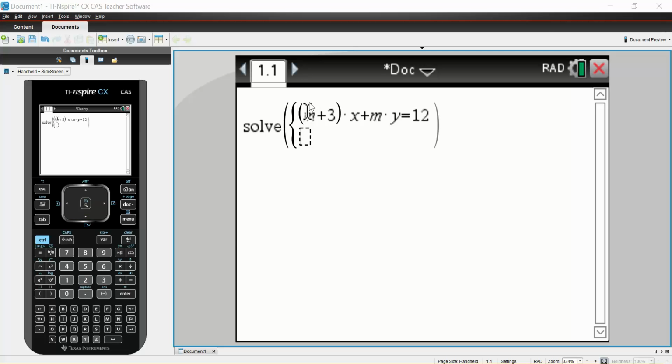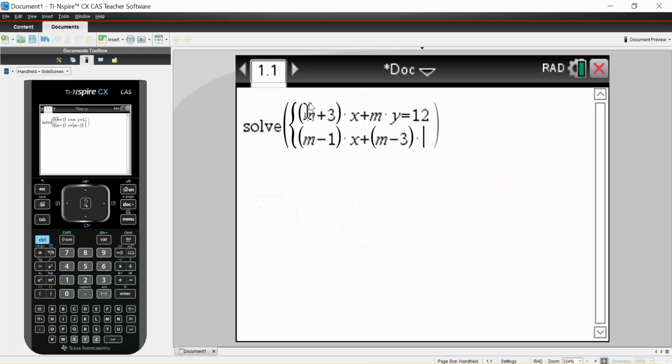Next line, what else do we have? We've got m minus 1 multiplied to x plus m minus 3 multiplied to y equals 7. Now here, remember, what are you trying to solve for? You're trying to find the points of intersection. How do you find the points of intersection? You're going to find x and y. That tells you the x coordinate and the y coordinate.